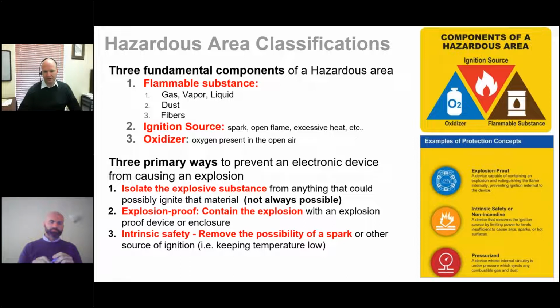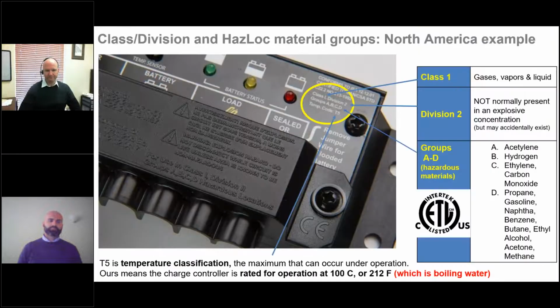And there's three ways you can prevent that from causing that explosion with those ignition sources. You can either isolate the explosive substance completely, such as completely enclosing it or enclosing the product. You can put it into an explosion-proof housing, which wouldn't prevent it, but would contain it if there was an explosion. Can be done, a bit difficult. And then lastly, intrinsic safety, which is making sure that there is no possibility of a spark. And that's mainly where these products are designed to comply.